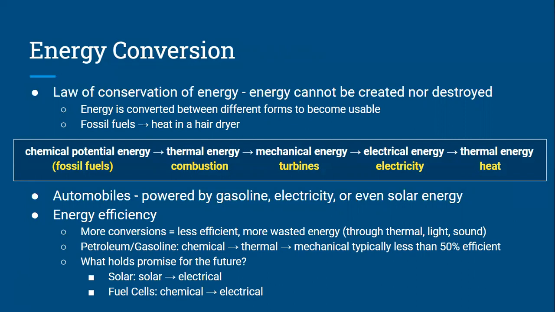So the amount of energy that you start with in that original energy source will then be the comparison to how much energy you get out at the end of that process. And so the higher the percentage of that original energy you get, the more efficient that process is.